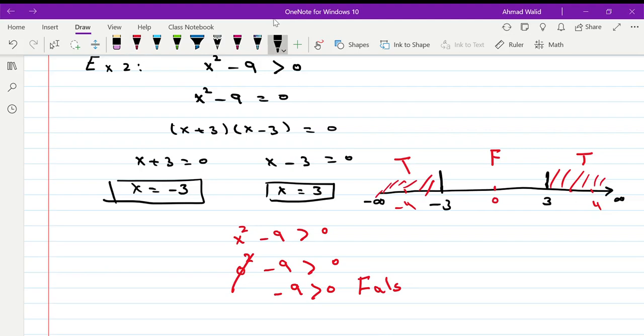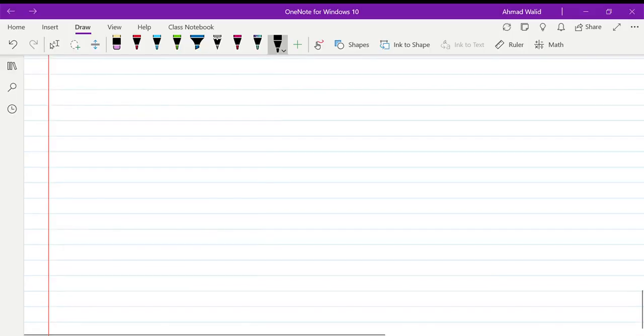My final answer is parentheses, negative infinity to negative 3. Should I use parentheses for 3 or bracket? Because the inequality is given as only greater than, right? You don't have an equal sign, so you use parentheses for 3. Then the other part is parentheses 3 to infinity. To connect these two solutions, you put the union sign in between. Correct? Let's do one more example.